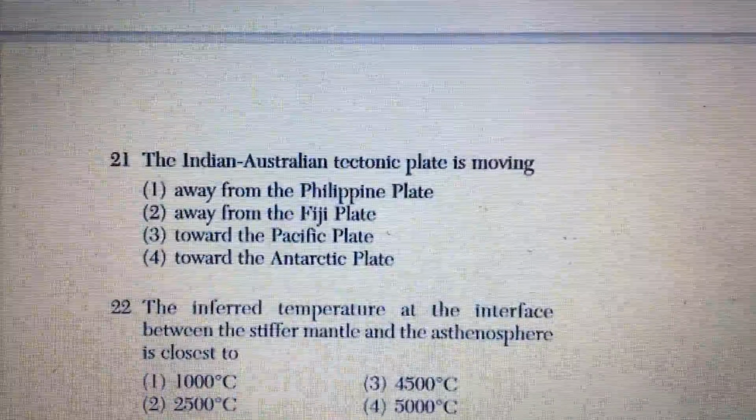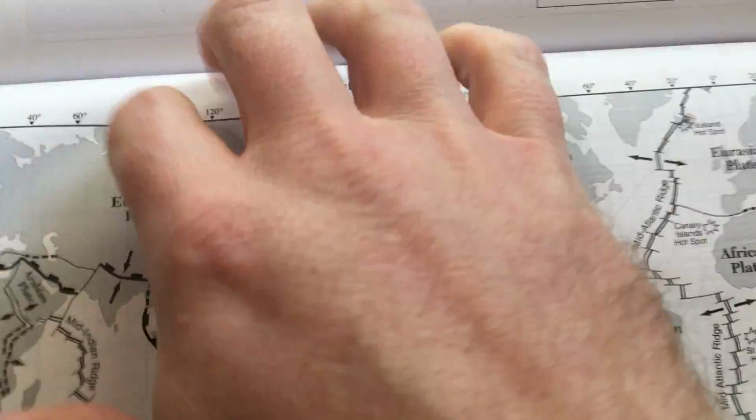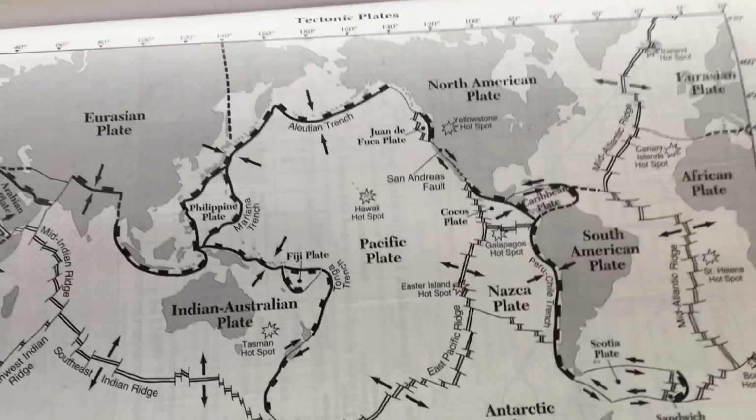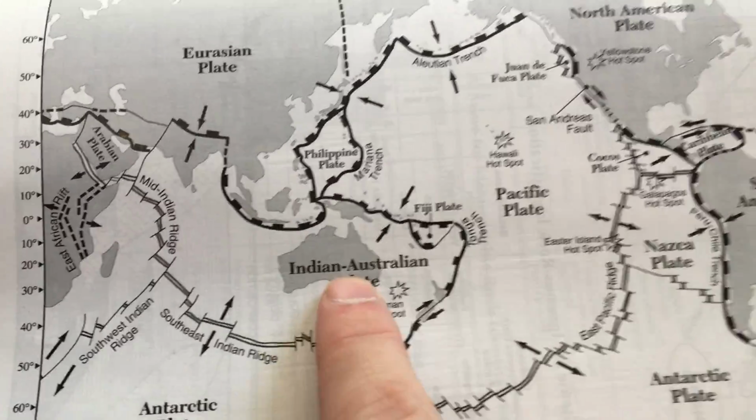The Indian Australian tectonic plate is moving. So, tectonic plate map. Oh, this guy right here. Sorry if the wobbly camera is frustrating. I'm sure it is. What do we want? Where's the Indian Australian plate moving? So we got that plate right here, and we'll have to go through our choices.